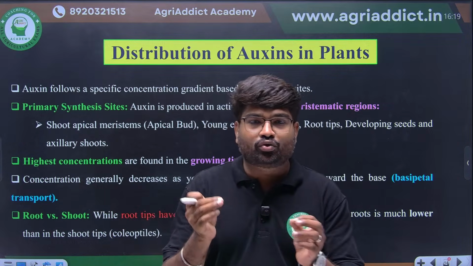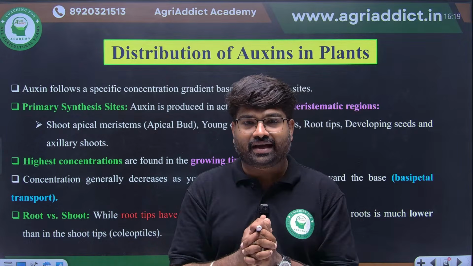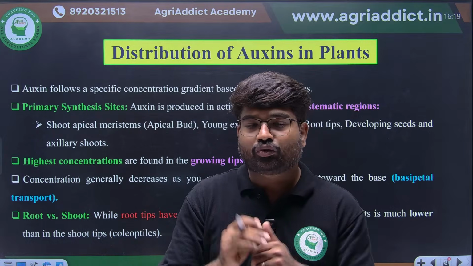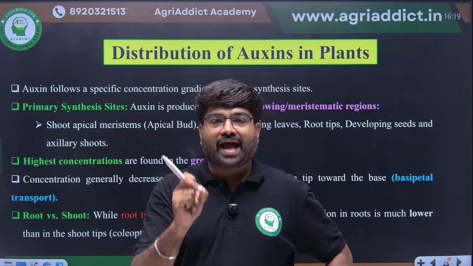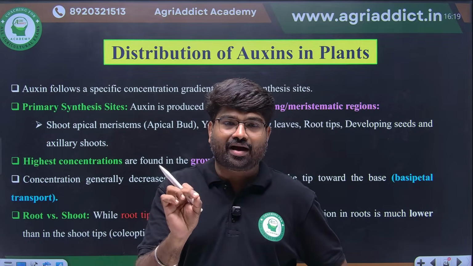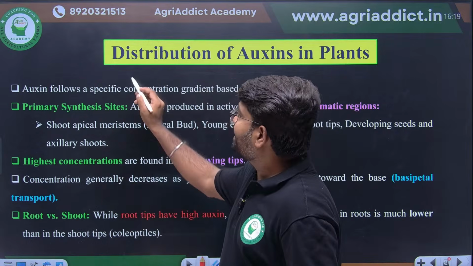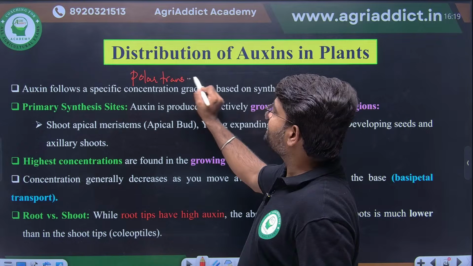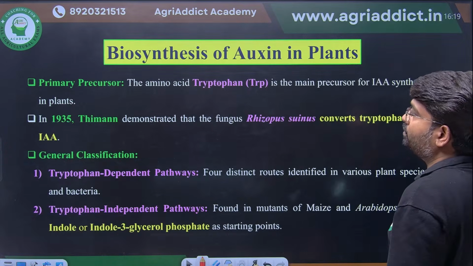Then if you see the distribution of auxin in the plant, the tips of the plant, for example root tip and shoot tip, will have a high concentration of auxin. Another most important thing you have to remember is that the only hormone having polar transport is auxin. This is another important point you have to remember.